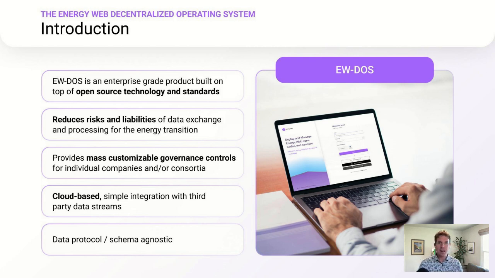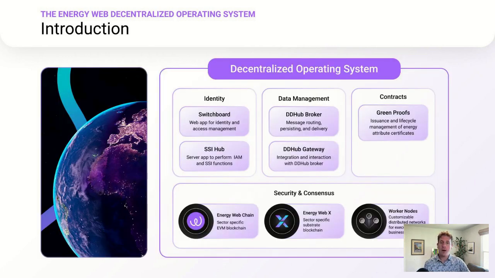And importantly, with the Energy Web Decentralized Operating System, we aren't betting the farm on a single kind of data protocol or schema. Companies all around the world use different communications protocols to exchange data. This product is totally data protocol and schema agnostic. And the reason it's designed in that way is because it is meant to support as many use cases as possible. So that's just a bit about the product. And the next slide just breaks apart how this decentralized operating system works. I'm not going to go into a lot of detail here.